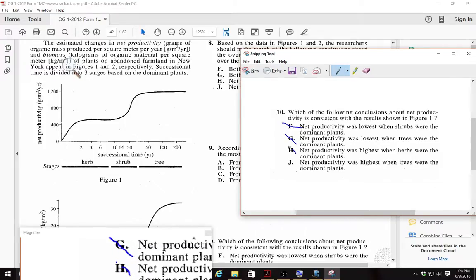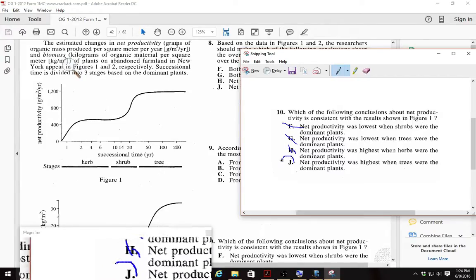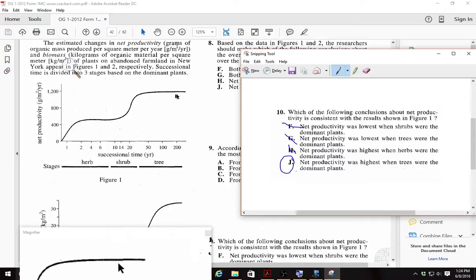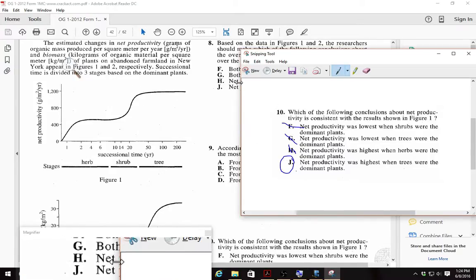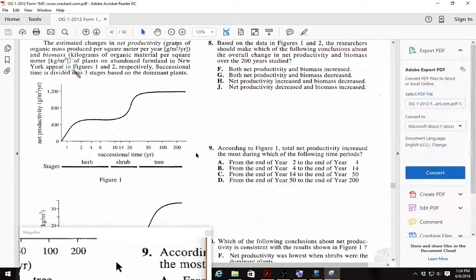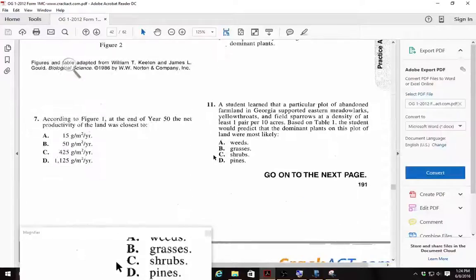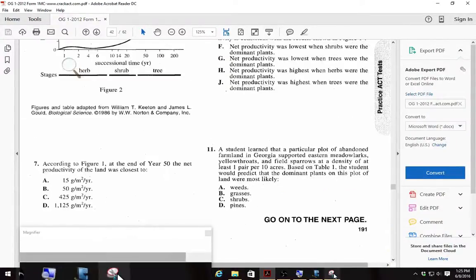Net productivity was highest when trees were the dominant plants. That's the final answer, and that's correct because you see trees over here, they're the maximum amount of net productivity. It doesn't go over this. So it reaches an asymptote right here. So J is the correct answer. And this is the last problem for this passage in this video.